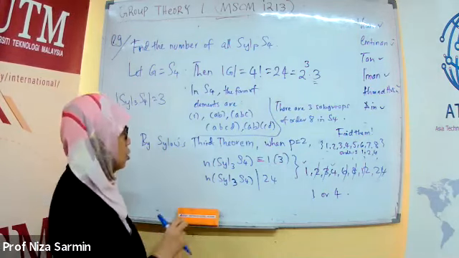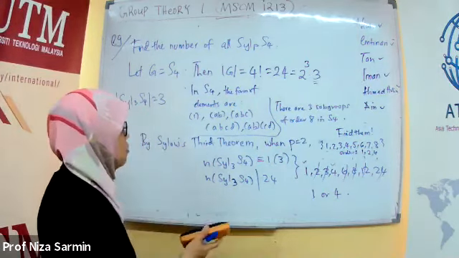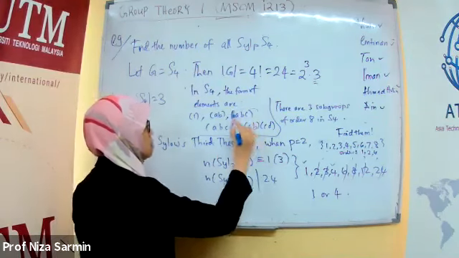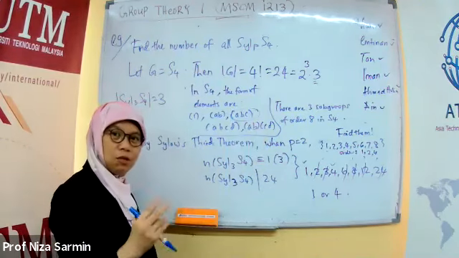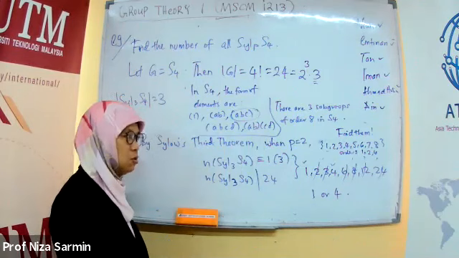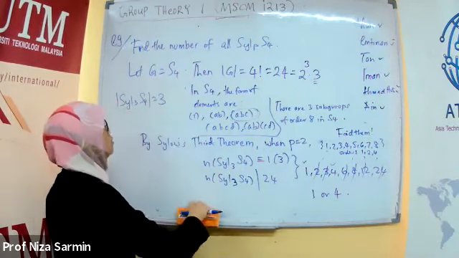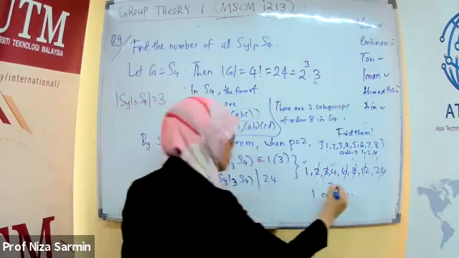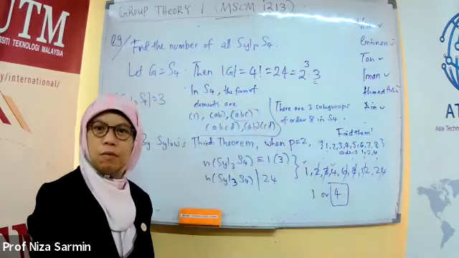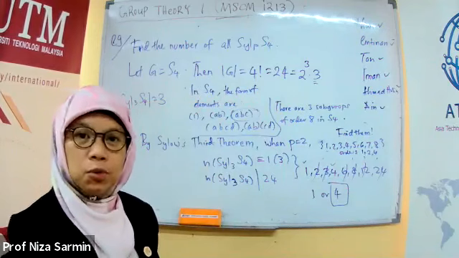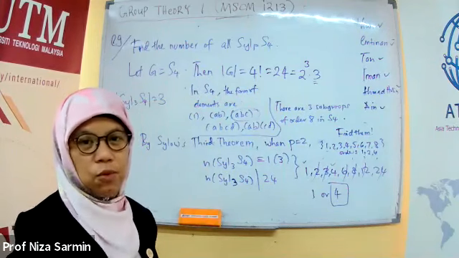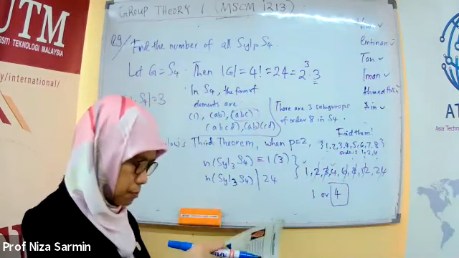Because you can generate all the elements of order 3, this. Then you get all the subgroups of order 3. It has to be cyclic because it's prime. Okay, so there are 4 cyclic subgroups of order 3 in S4.